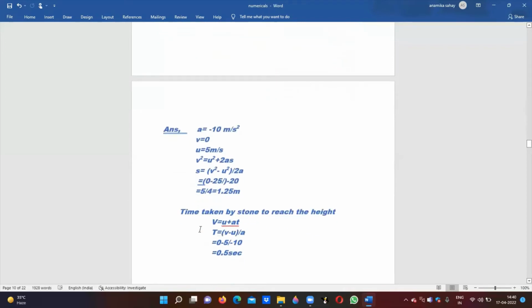Now the time taken by the stone to reach the height, we will find out by using the formula v is equal to u plus at. So time is v minus u by a. By substituting the values, we will find out the answer.